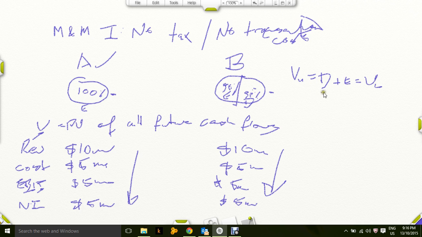What it means is, it doesn't matter how much debt you have, no matter how much equity you have, this is always going to be the same as this, meaning the value of firm A is always going to be identical to the value of firm B. And that's M&M Proposition I when you're looking at no taxes and no transaction costs.